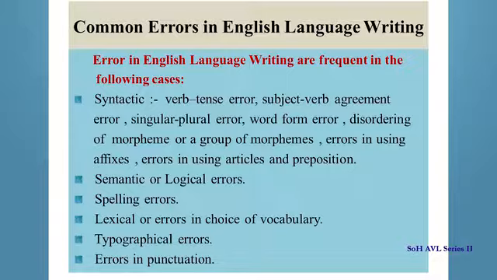Next, we find semantic errors. These are errors in the logical compilation of meanings. While trying to bring in coherence in the writing structure, the learner makes an error to pinpoint the paragraphs, the sequencing of the ideas, or the logical flow of the ideas. We have spelling errors, which are very common in writing. Lexical errors, or errors in the choice of vocabulary. At the same time, we also find a lot of typographical errors.